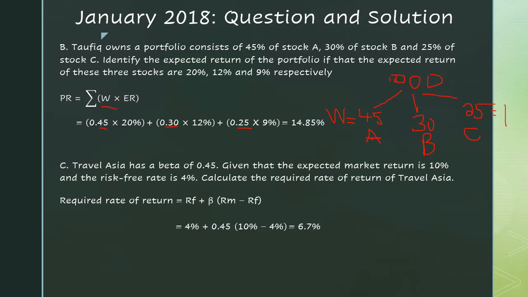And if for stock A, it had the expected return of 20%. For stock B, it has a return of 12%. And for stock C, it had a return of 9%. So you times with the expected return accordingly. So the weightage of portfolio return is 14.85%.